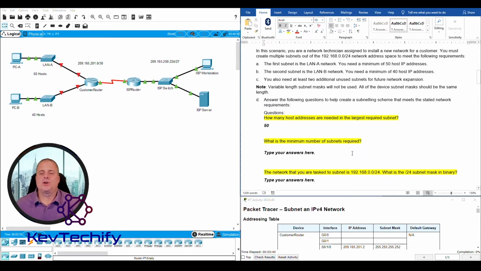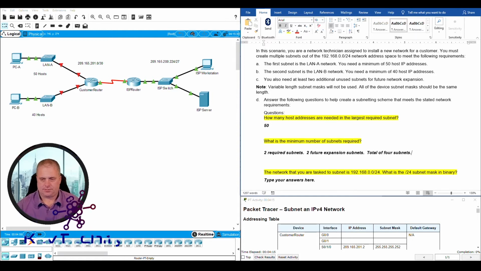What is the minimum number of subnets required? Going back to our requirements, first subnet, that's 1. Second subnet, that's 2. We also need 2 additional. That gives us a total of 4. We have 2 required subnets and 2 future expansion subnets. That is a total of 4 subnets. There we go.